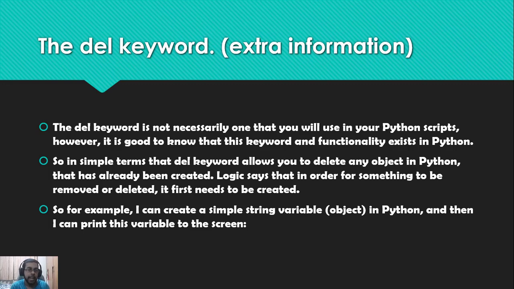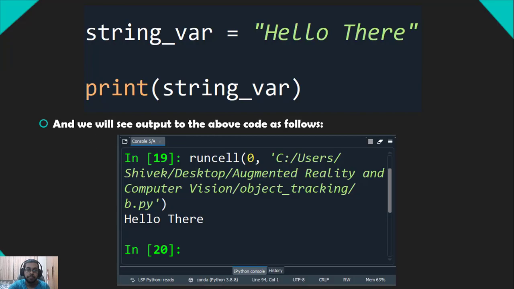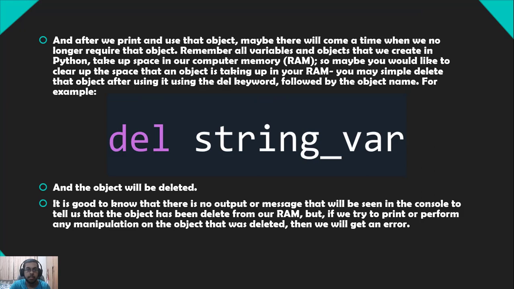So, for example, I can create a simple string variable object in Python and then I can print this variable to the screen. string_var is equal to "hello there", print(string_var). And we will see output to the above code as follows. Hello there. And after we print and use that object, maybe there will come a time when we no longer require that object. Remember, all variables and objects that we create in Python take up space in our computer memory, RAM. So maybe you would like to clear up the space that an object is taking up in your RAM.